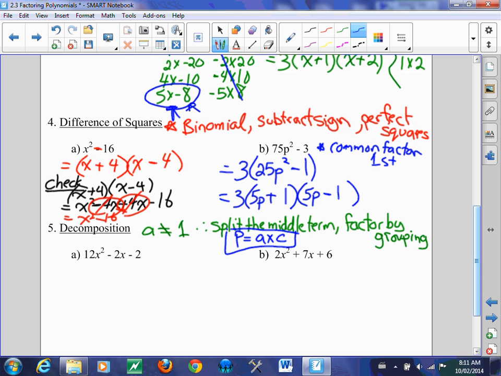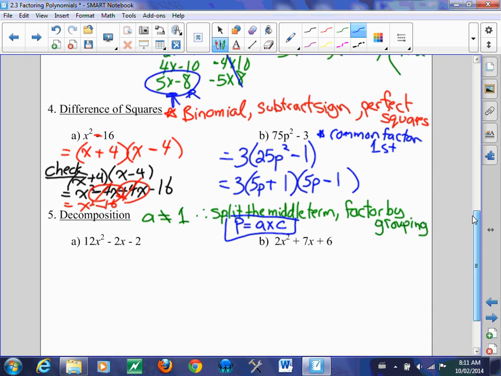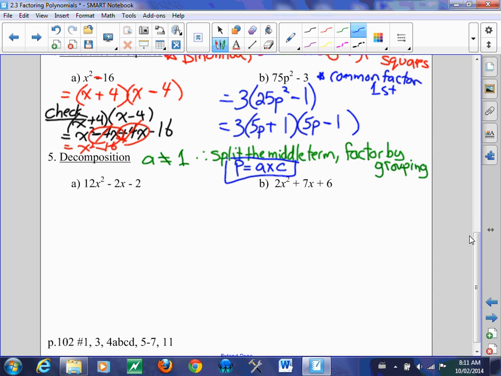All right? So we always try to common factor first when we can. So let's start off with the first one here, a. We could take a 2 out of every term. So let's do that. So leave the 2 out front, and we're going to divide everything by 2. So you're going to have 6x squared minus x minus 1.